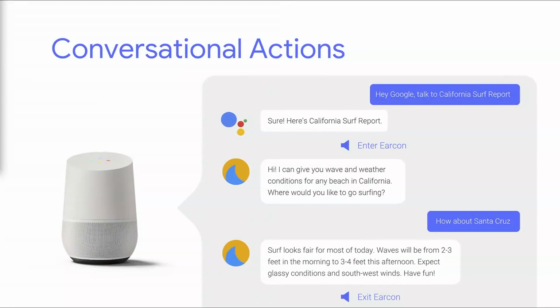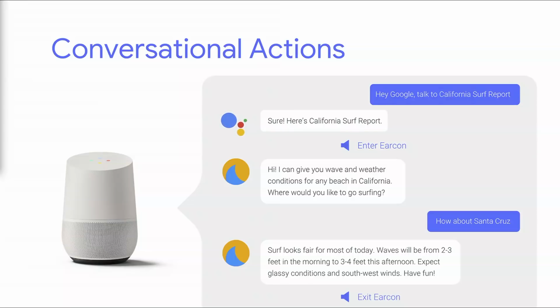Let's walk through the user experience. So a user says a query like, talk to California Surf Report, and this is like the voice version of a shortcut on the mobile home screen. So the Google Assistant is then able to look through its index of actions and finds a match. So now it's time to let the user know that it's going to hand over control to California Surf Report. So it says something like, sure, connecting you with that action.